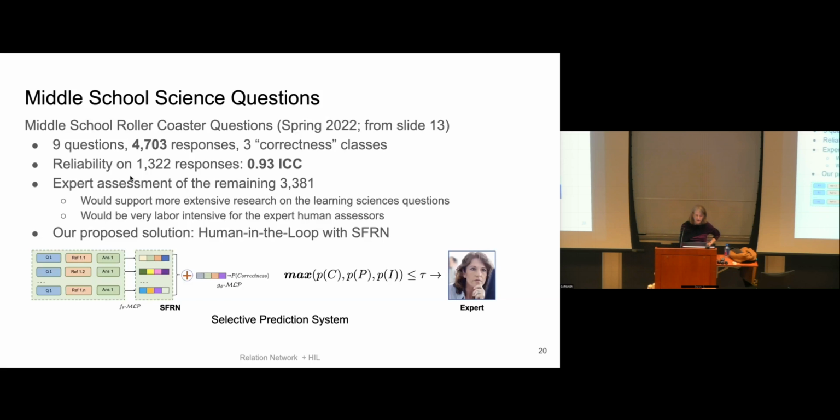So they assessed 1,322 responses, 855, I think, with 2 annotators where we could get the interclass correlation coefficient, which is very high. And so we're going to try to do human in the loop on the remaining 3,381. Actually, you'll see, not exactly, but that's the basic idea. And so our proposed solution is to embed SFRN in this selective prediction system where we would look at the probability distribution over our 3 classes. And if the max is not greater than some threshold level, then it goes to an expert.